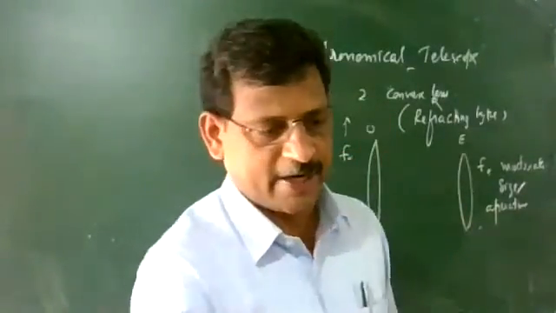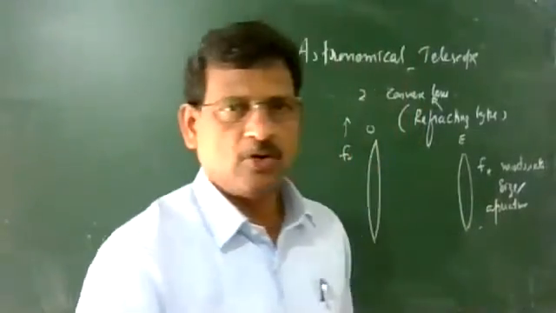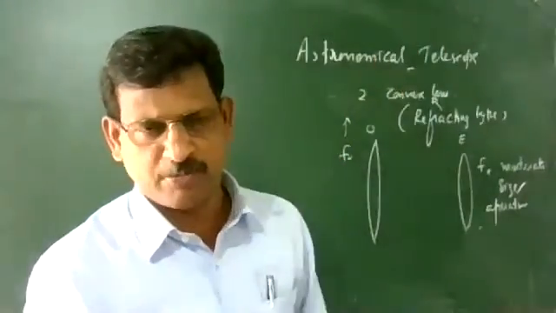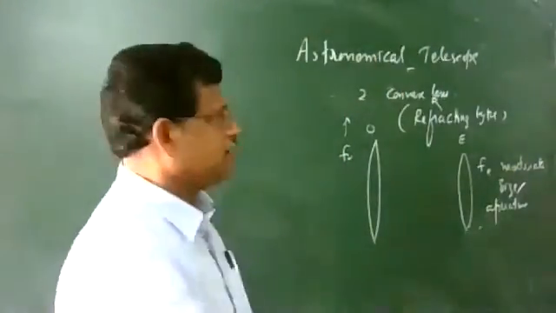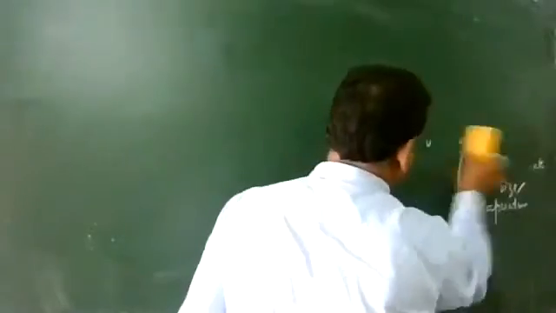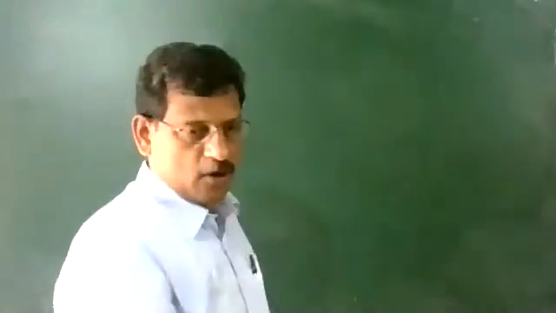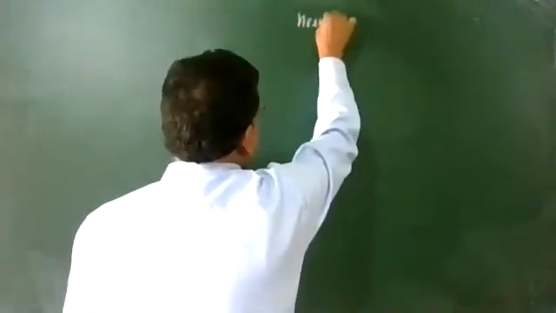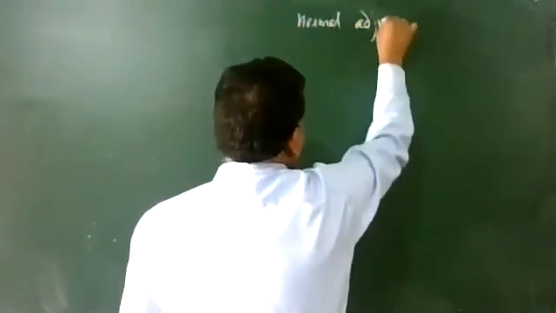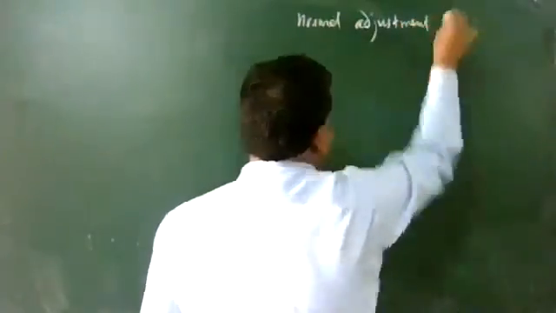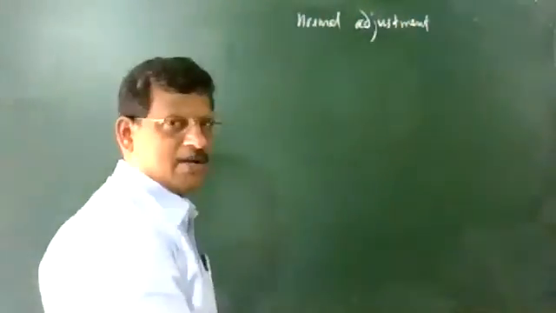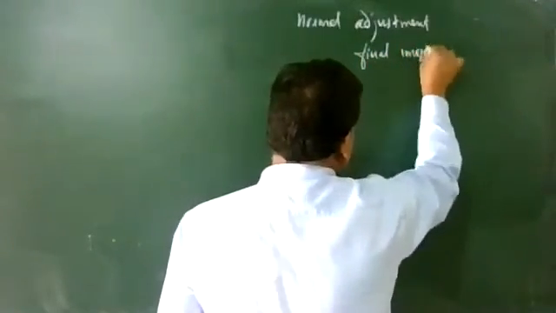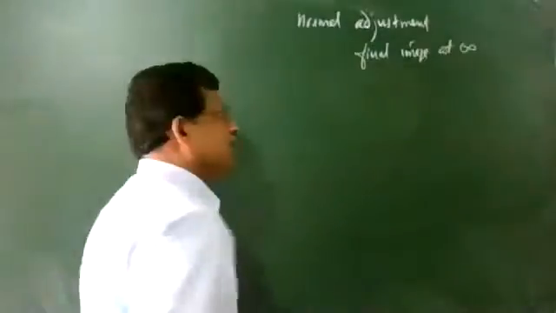So we can see the ray diagram for this. Astronomers observe objects at infinite distance, far off objects, in magnified form. So for an astronomical telescope, the image is formed at infinity. This is the normal adjustment. Normal adjustment means the final image is at infinity.